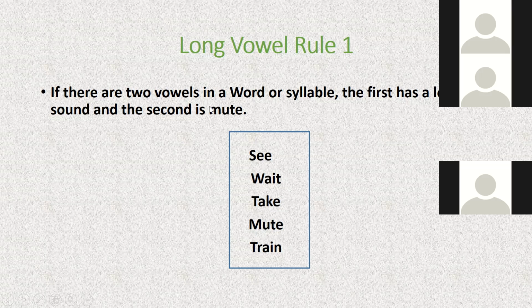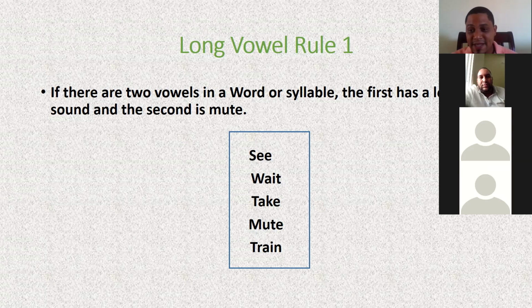And this is what we have in the long vowel rule number 1. When you have one word or one syllable, the first vowel sounds and the second one doesn't sound. That's what it is. I don't know if you knew this, guys, but pay attention because we have the homework that you have. I gave you words and you have to say which word goes with which rule, right? So this is what I'm trying to explain to you today.